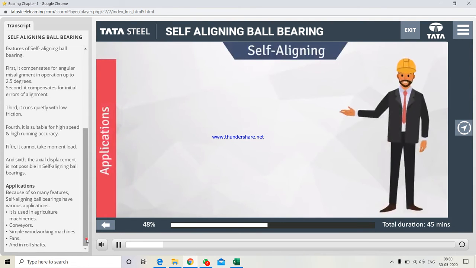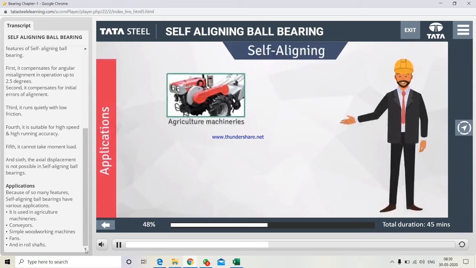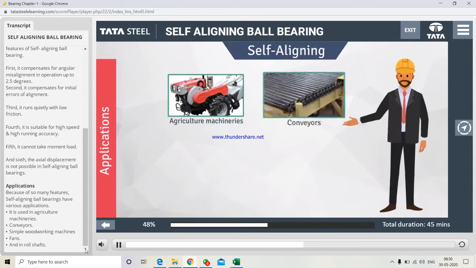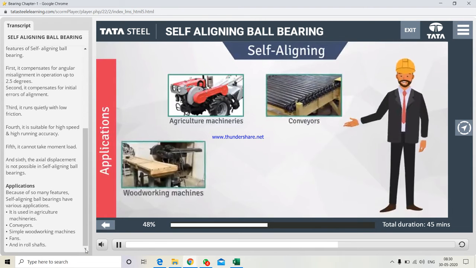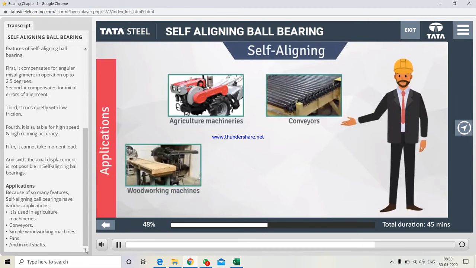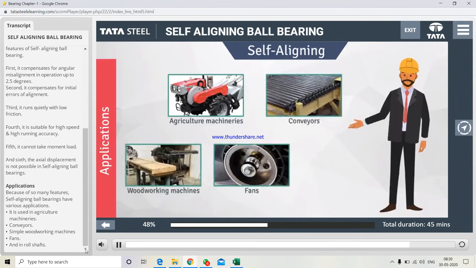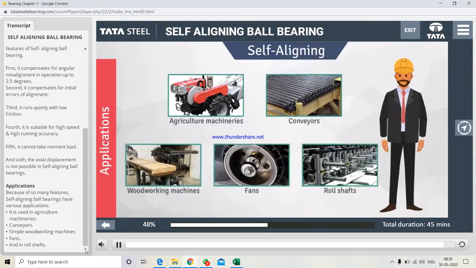Because of so many features, self-aligning ball bearings have various applications. It is used in agriculture machineries, conveyors, simple woodworking machines, fans, and in roll shafts.